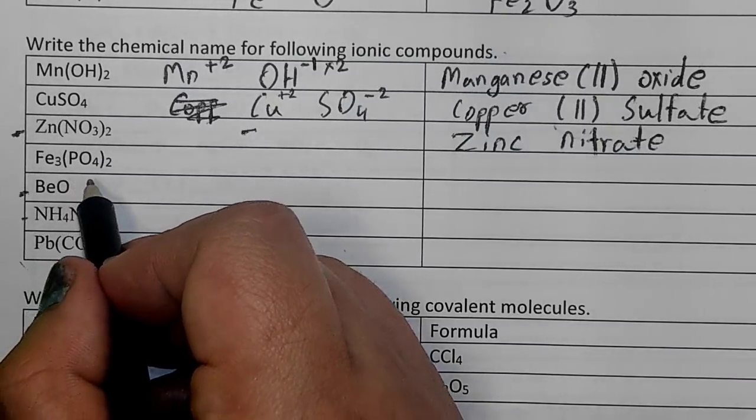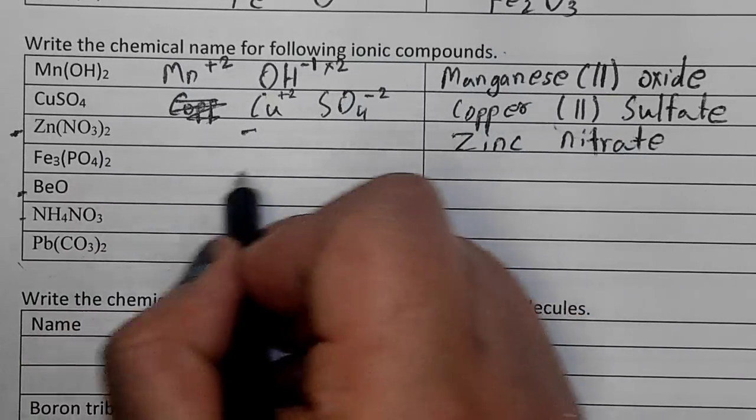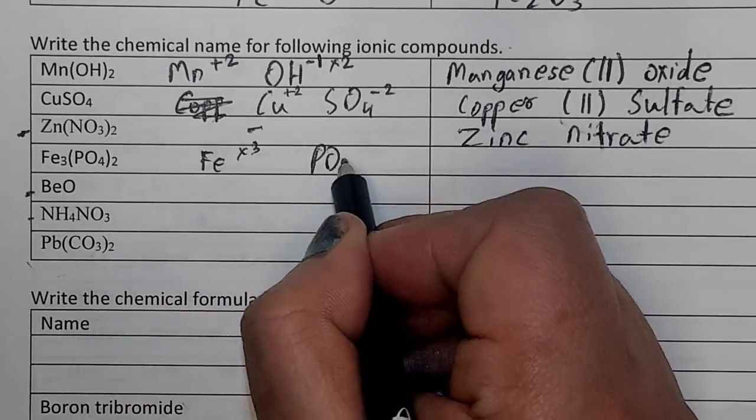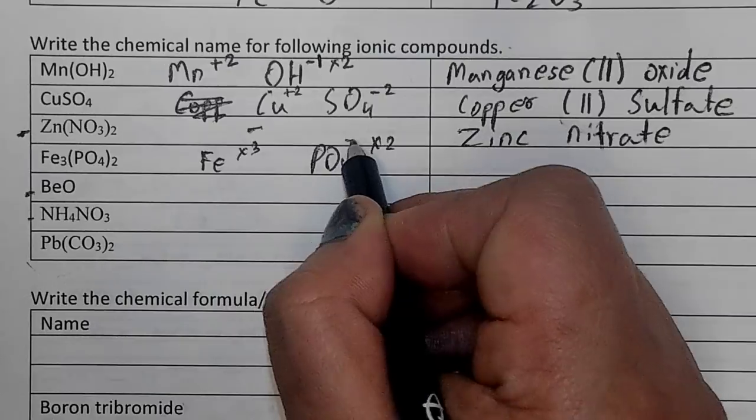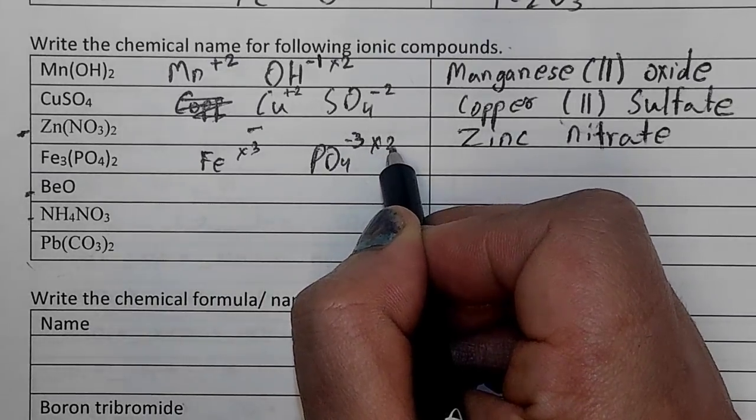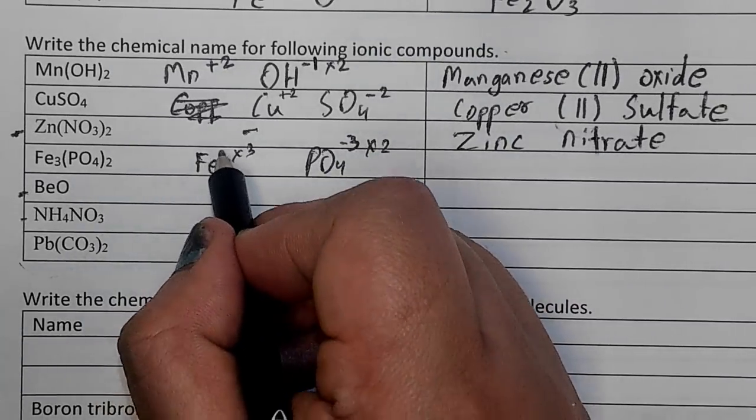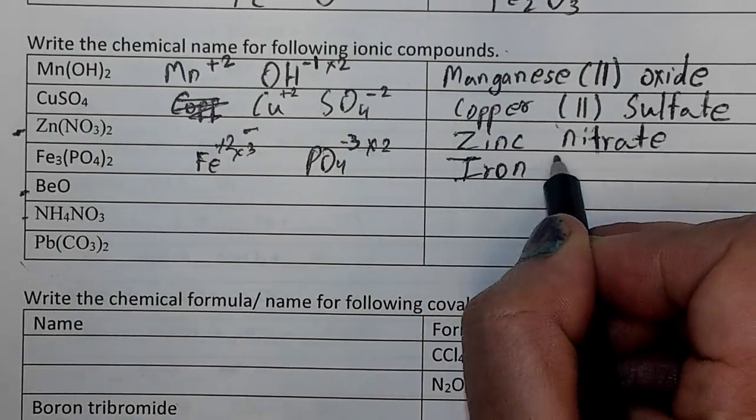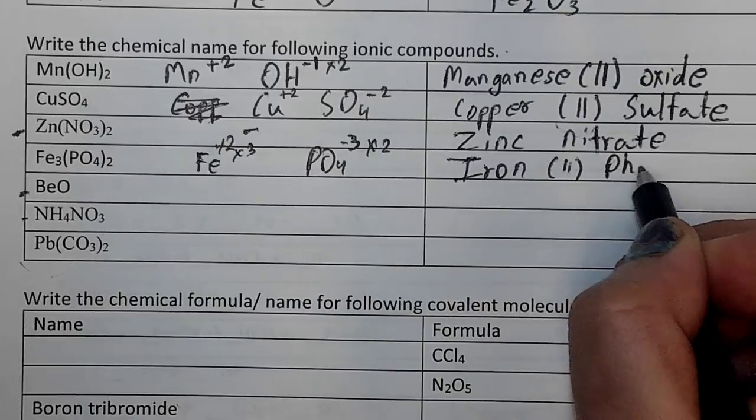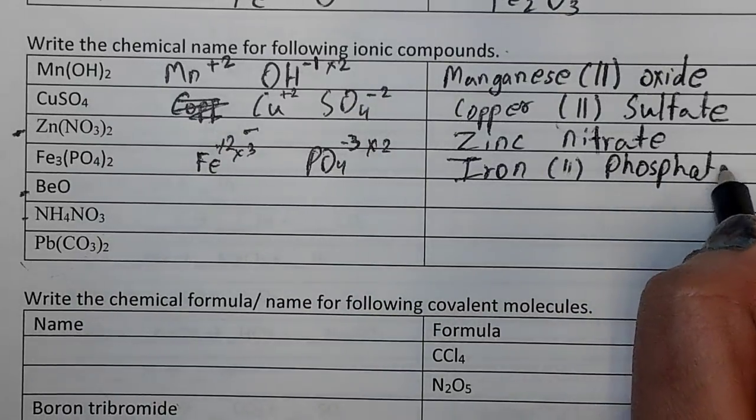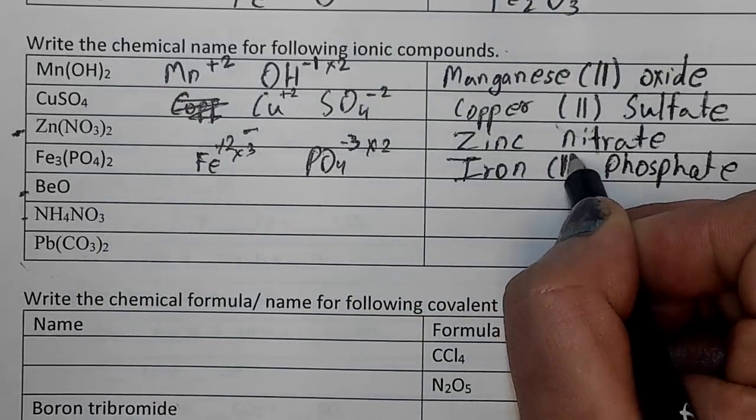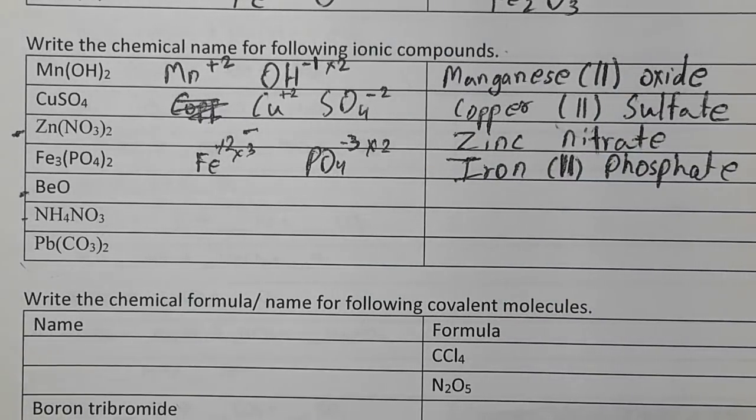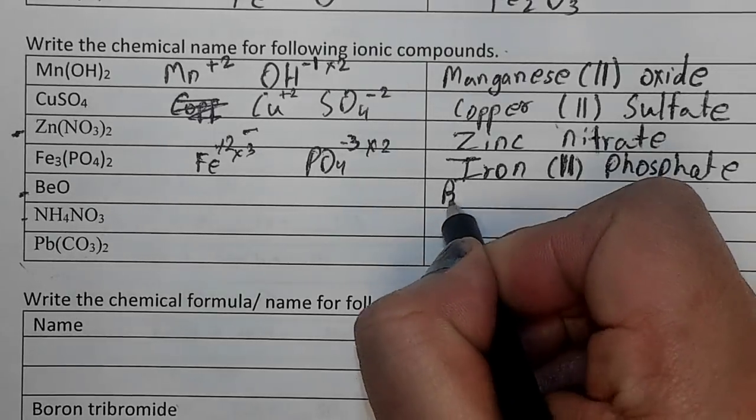Iron, we don't know because we have to figure out the charge. So Fe times 3, PO4 is times 2. PO4 is -3. Times 2, that's -6. That's 3, so that means that should be +2. So we know that this is iron 2 phosphate. Notice that these just happen to be 2. On the test, you might get different charges, might not be always +2. So make sure you know how to do it.